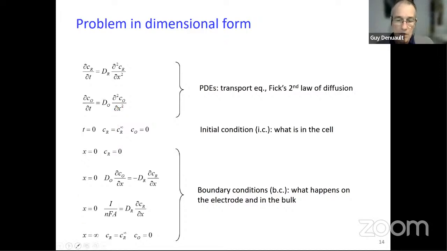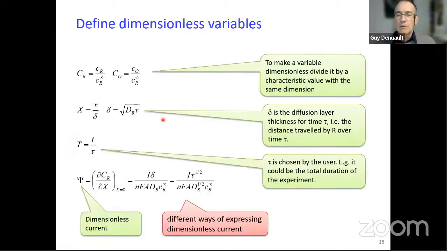I'm now going to show you how we can simplify this. So to simplify, you need to define dimensionless variables. So we have essentially 3 variables. We have concentration, distance, and time. So to make the concentrations dimensionless, it's very simple. You decide to normalize all your concentrations with respect to one value.